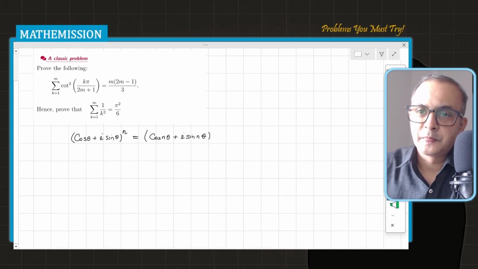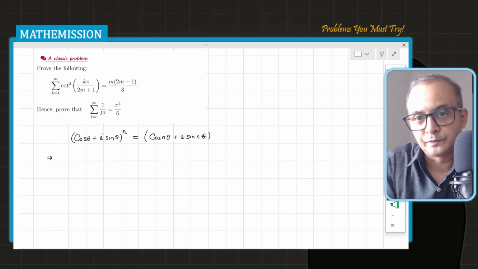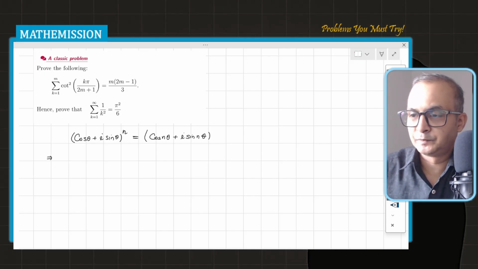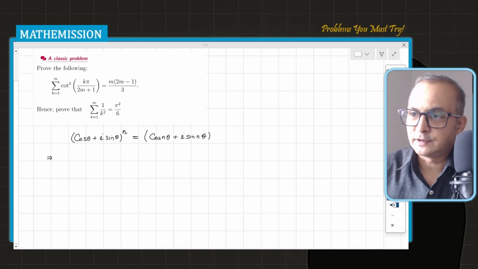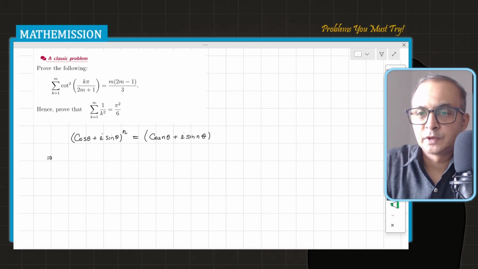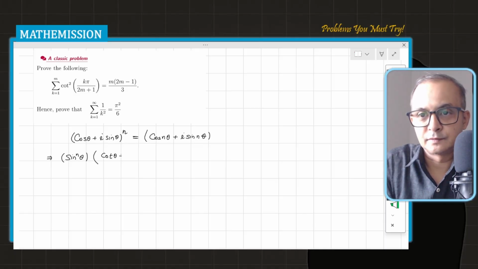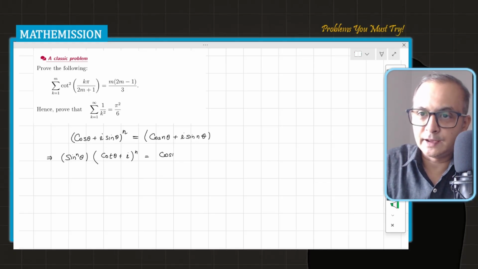On the left hand side, since I have to involve the cot, I'm going to do this. Let's take the sine common from this binomial expansion, which we see in the left hand side. This is the binomial expansion. So I'm taking sine theta common, so we get sine to the power n theta out, and we are left with cot theta plus i, to the power n. And on the right hand side, we again have cosine n theta plus i sine n theta.